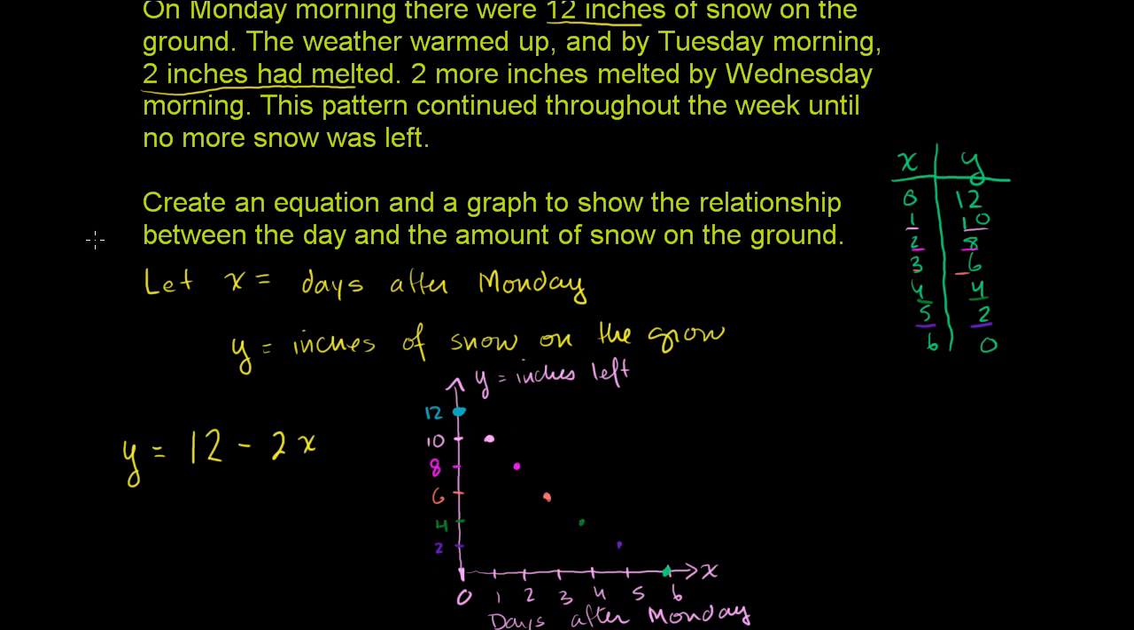And you can see that there's this line that formed, because this is a linear relationship. It looks a little curvy because I didn't draw it perfectly. But that is a line. So we've done everything. We've created the equation. We start with 12 inches. Every day after that, we lose 2 inches. And we showed a graph that depicts the relationship.